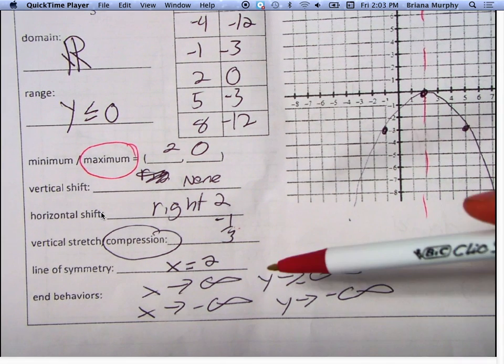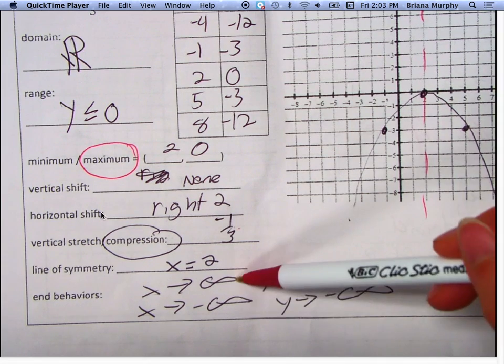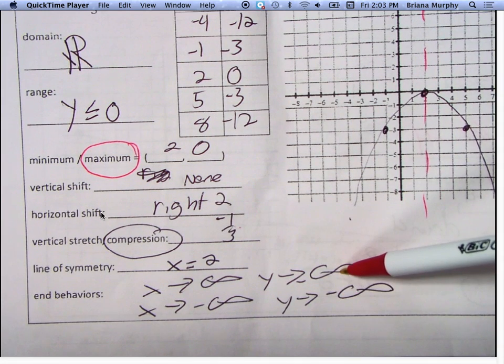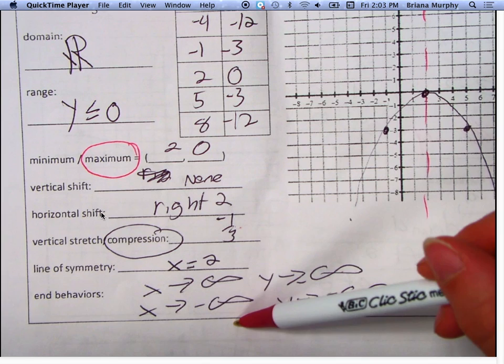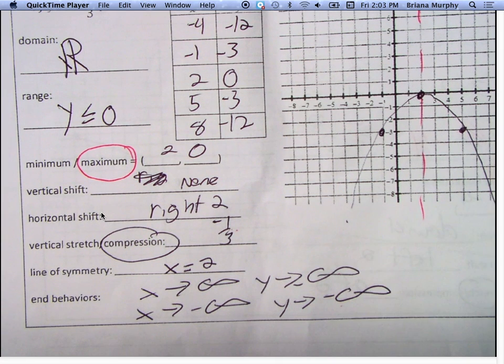Okay. My end behavior, as x approaches infinity, y approaches negative infinity. As x approaches negative infinity, y approaches negative infinity.